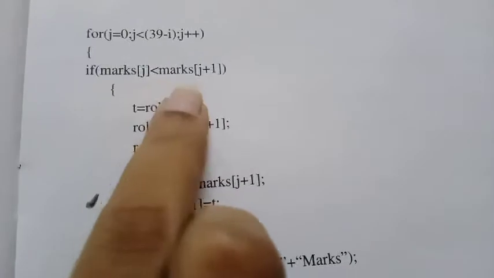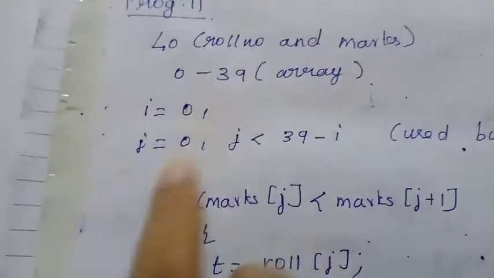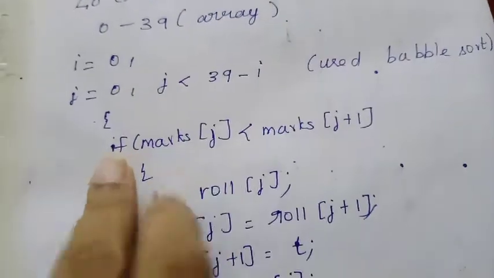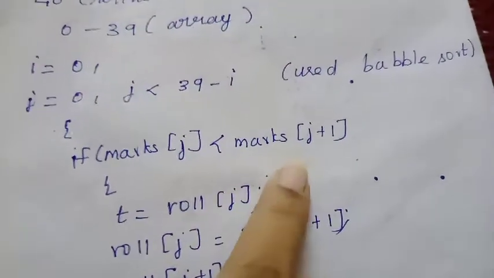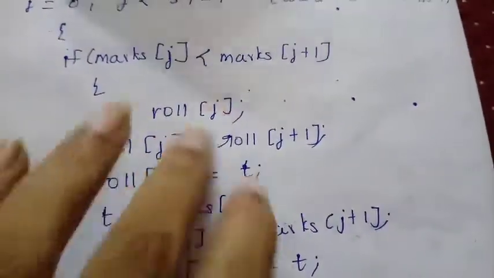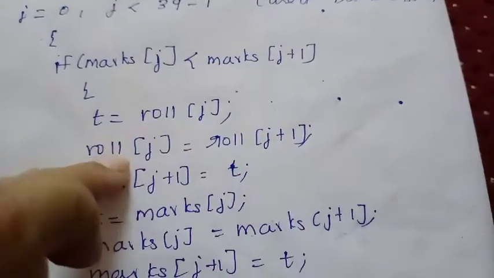So if marks of j is less than marks of j plus 1. Okay, wait, I'll show it with the example here. So 0 to 39 is going to be in your array. For the first iteration, i is 0, j is equal to 0, j is less than 39 minus i. This is used in your bubble sort. If marks of j is less than marks of j plus 1, we are going to swap the roll number as well as the marks, because if you change only the marks without the roll number, it will be confused. Surely the marks will be wrong. So roll number as well as the marks need to be swapped.